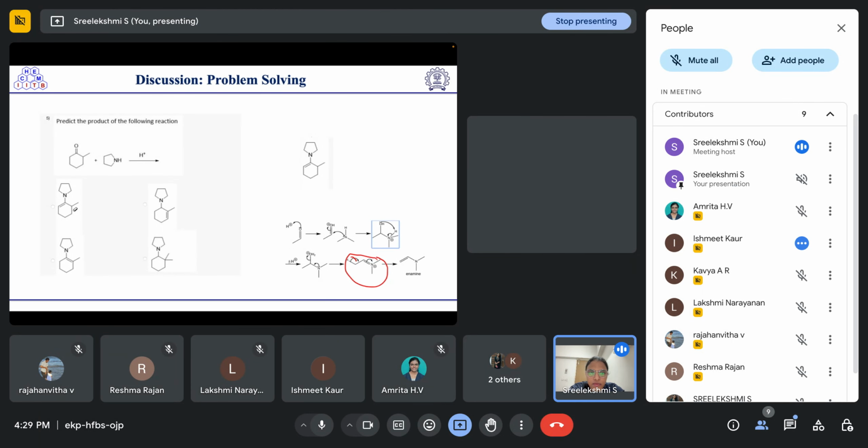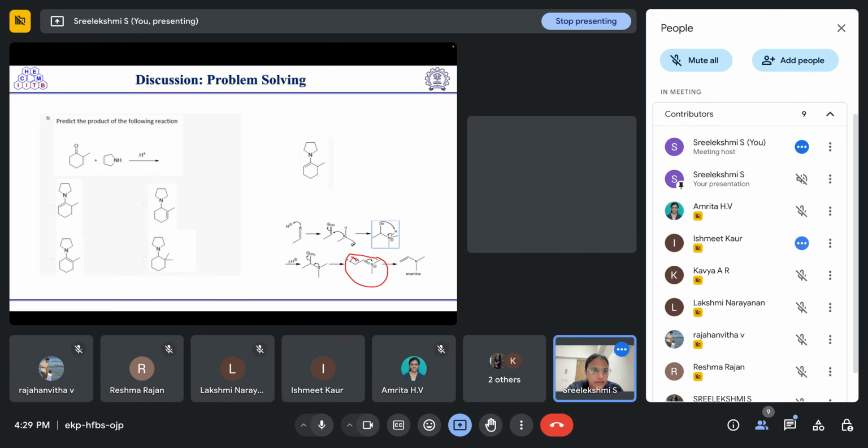Excuse me, ma'am. Yeah, you can tell. Ma'am, can you please explain this mechanism from the third step? From here? Yes, ma'am. Okay, so first, what is happening? This ketone, in presence of acid, the oxygen will have affinity towards the proton, so it will form this intermediate. Then this nitrogen lone pair will attack here, and this is forming. Up to there, it is clear? Yes, ma'am.